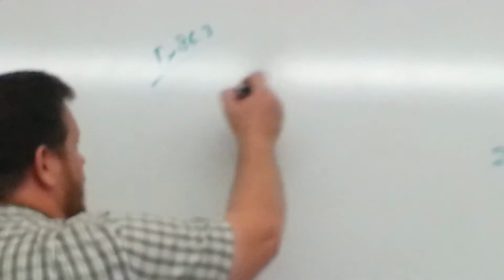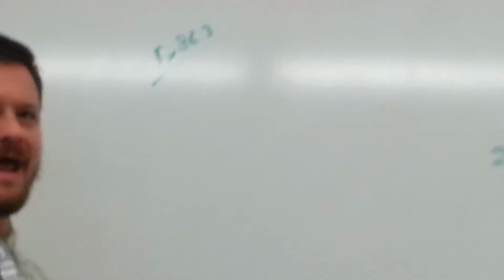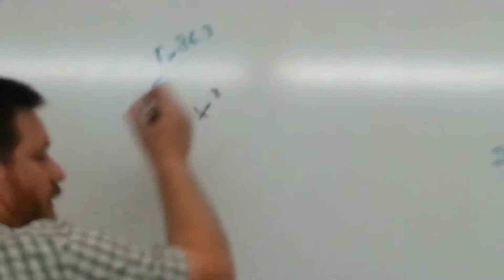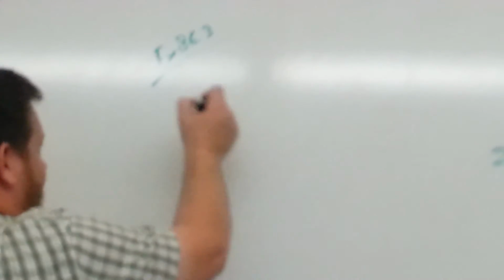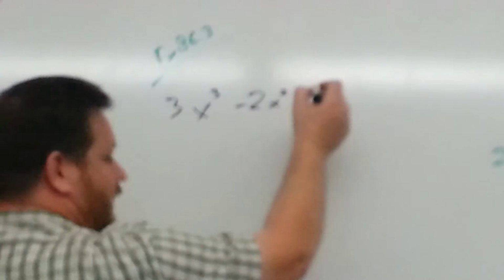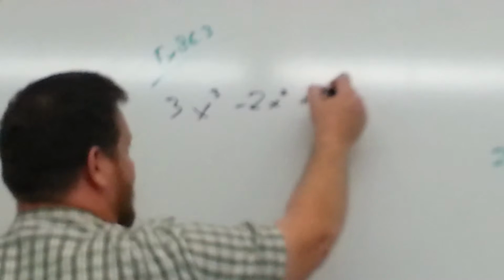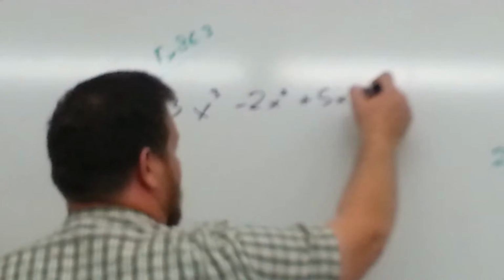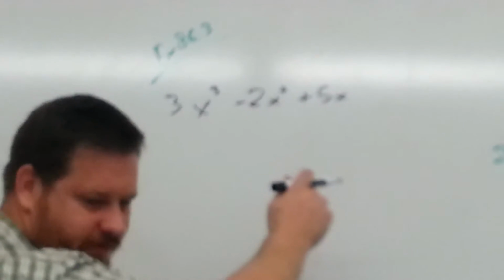Example 86.3. Is there an x? Is there an x squared? Yes. Is there an x cubed? Yes. Is there an x to the fourth? No. So the x cubed is the highest power term, that's 3x cubed. What's the x squared term? Negative 2x squared. What's the x term? Plus 5x. And then the number, plus 50.